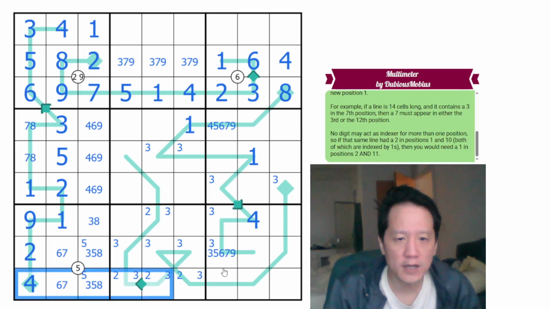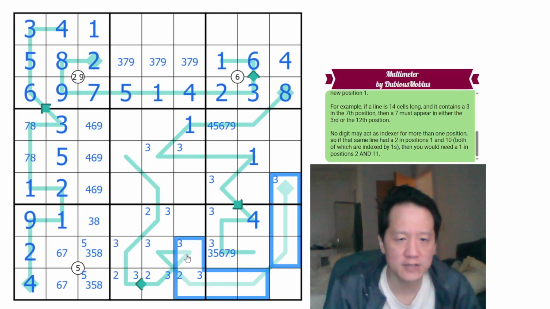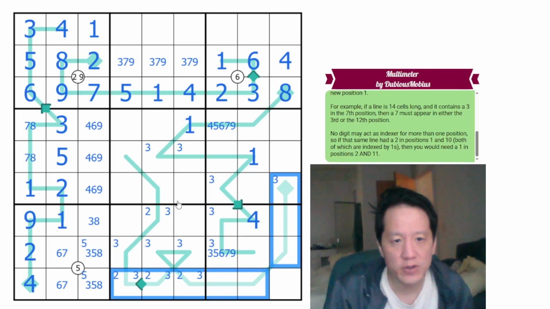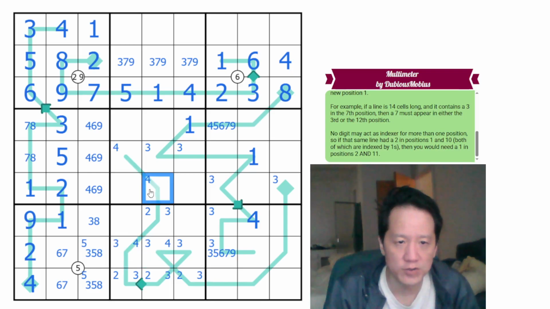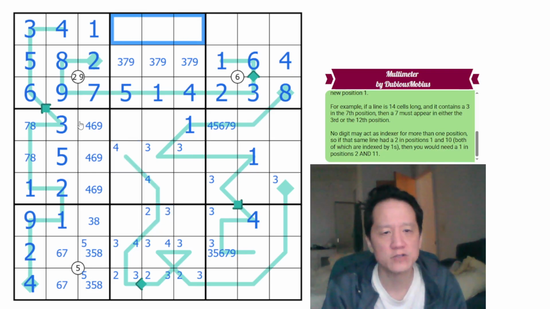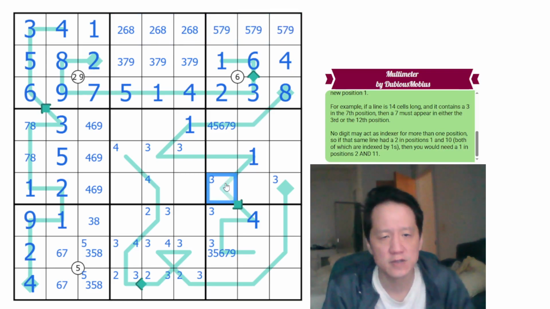Where can 4 be on this line? It has to be there twice. Well, it can't be here. Can't be any of these, can't be any of these, can't be here, so it must be one of these two, and it must be one of these two. So this is a 4, and this is a 4. The remaining digits here are 2, 6, and 8, and the remaining digits here are 5, 7, 9.